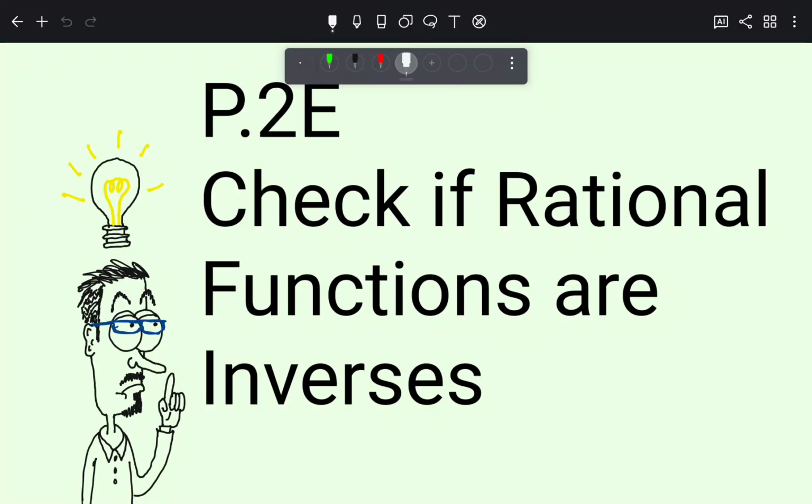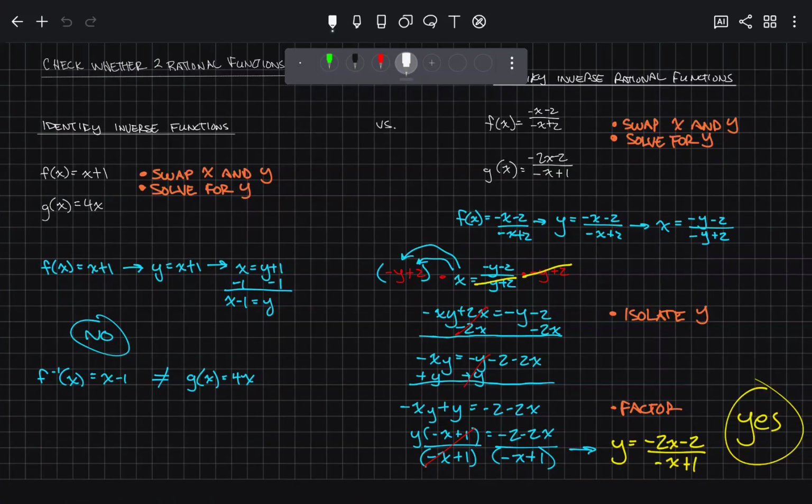Check if rational functions are inverses. Rational functions versus just identifying inverse functions, same process. It's just that solving for the inverse actually comes a little more complicated than just a regular one. You can see over on the left side how simple it is to just swap x and y and then solve. It makes sense. You just solve for y equals all over again.